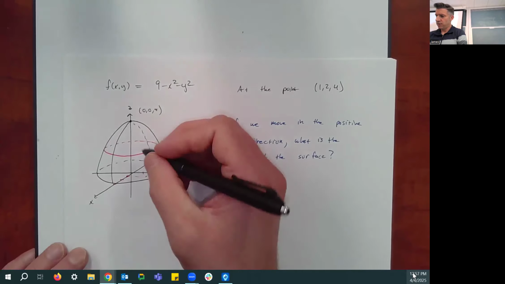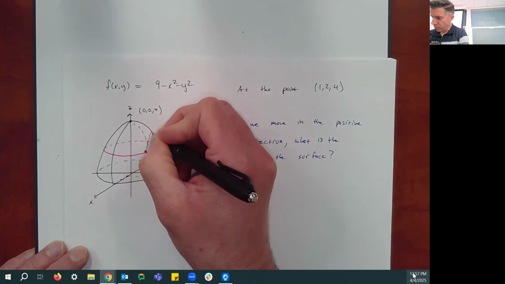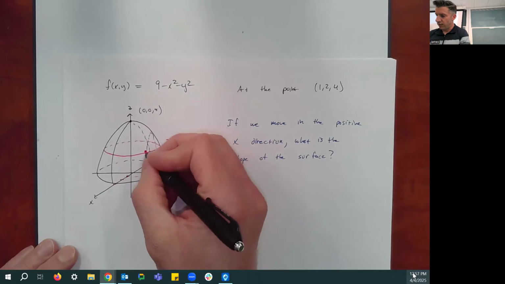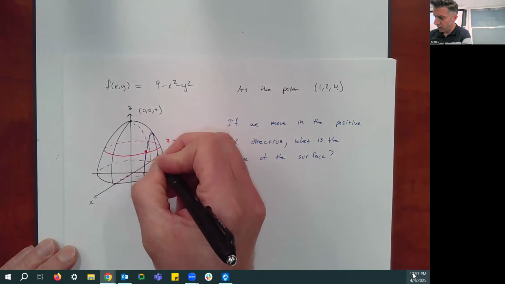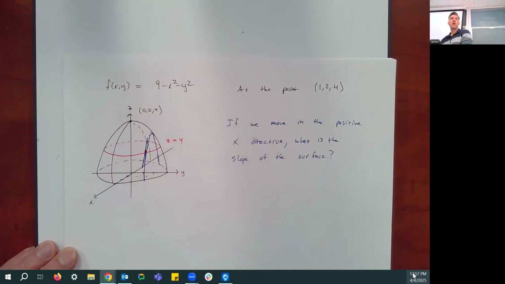So essentially we're asking, if I move in the x direction and hold y constant, right? If you're moving in the x direction, you're not moving left or right, you're holding y constant. In this particular example, y is equal to 2, because we're starting at the point (1, 2, 4). The y value is 2, and that's not changing. So we move in this direction. What's the slope of the surface? Or what's the slope of the line tangent to the surface, to this curve that we're cutting? Well, it's really easy to find.